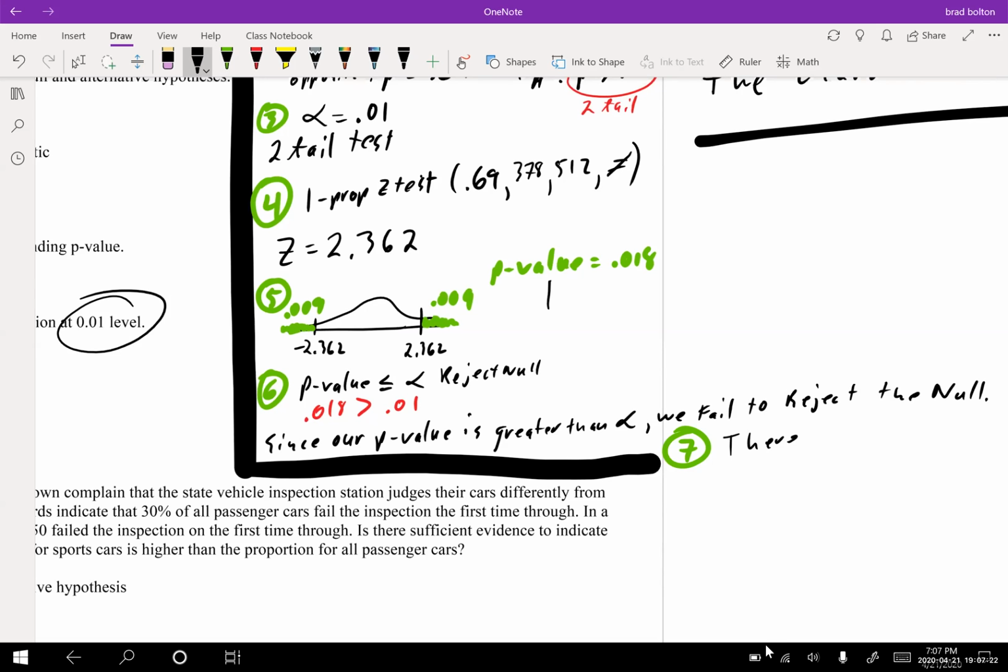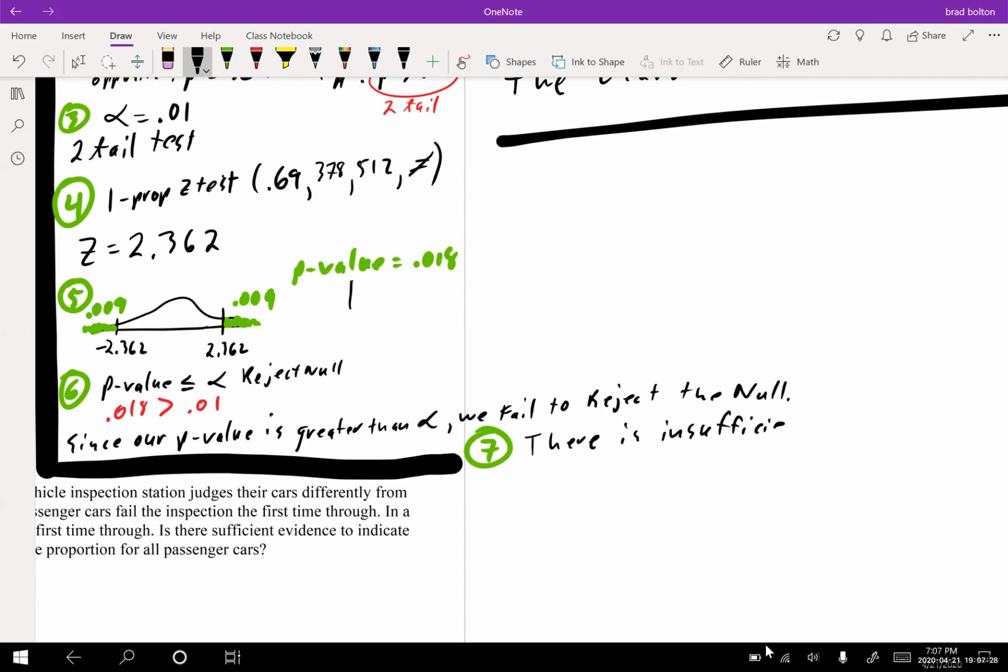So now we do step 7, and step 7 says there is insufficient evidence to support either. So it is possible that the null is true. It is possible that the null is false. We just don't have enough evidence to state that.